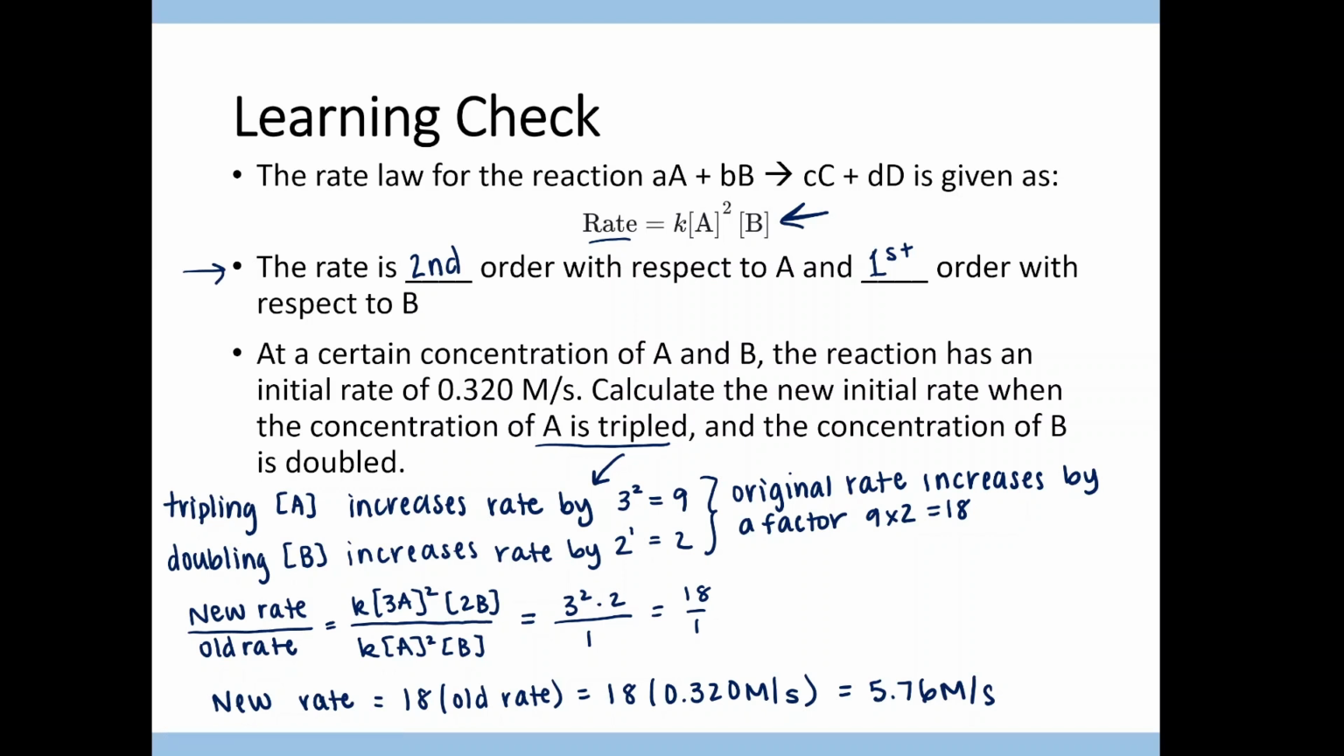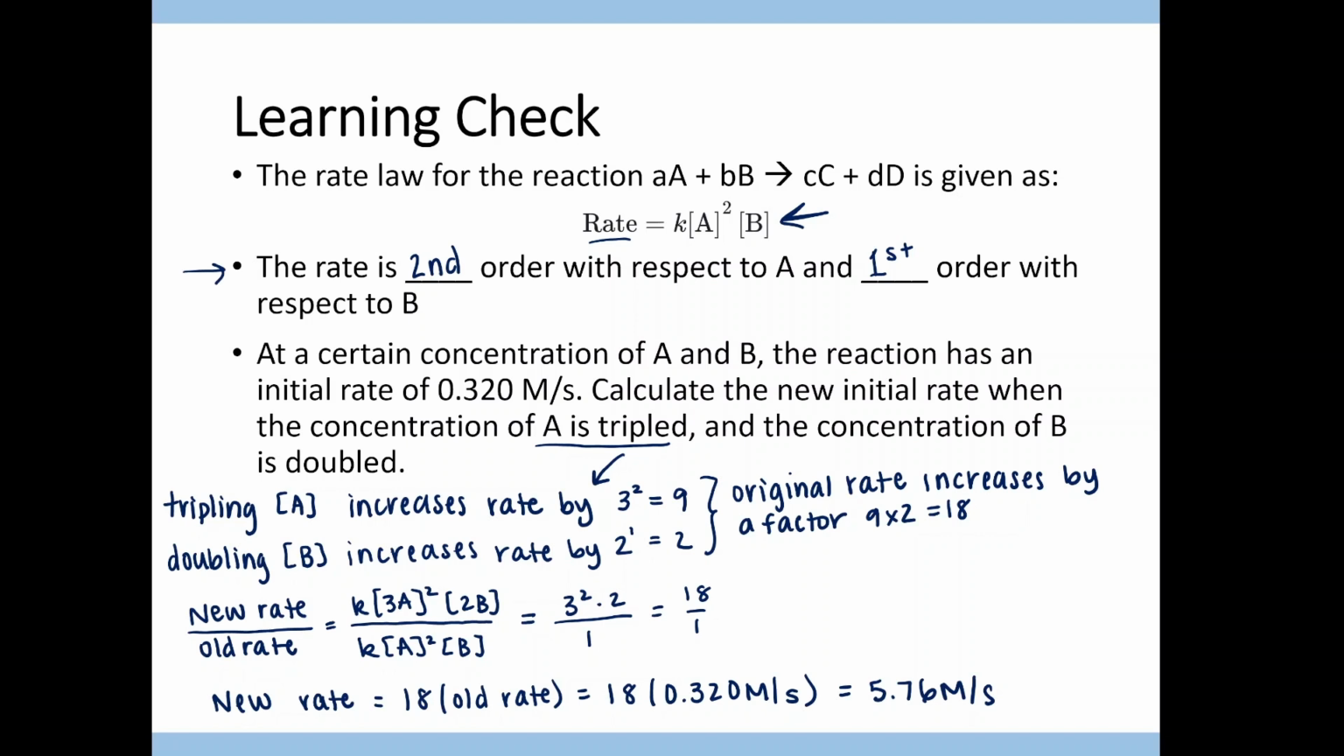All right, hello. I'm going to start this video with where I left off in the last one. So we did this learning check where we were provided the rate law for a reaction that had reactants A and B. The rate was the rate constant K times the concentration of A squared times concentration of B. So we could tell from that rate law that the rate is second order with respect to A, first order with respect to B. And what happens when you increase the concentration of A, that would increase the rate by whatever that increase is.